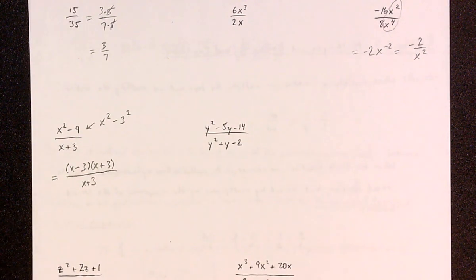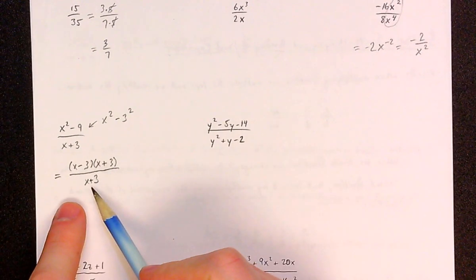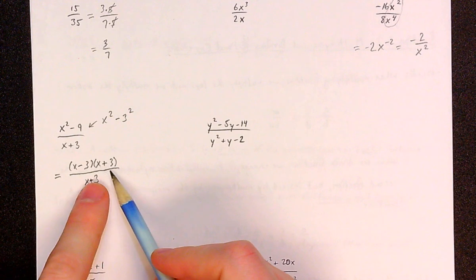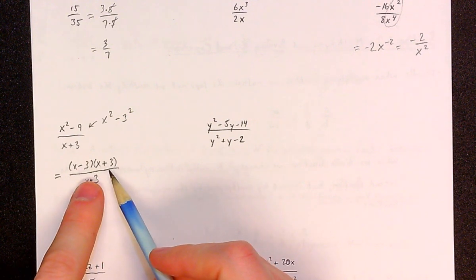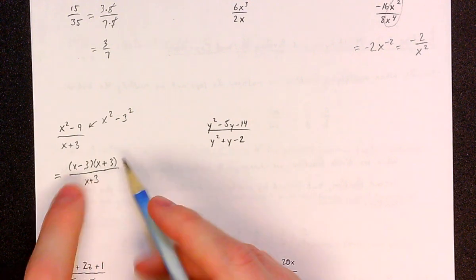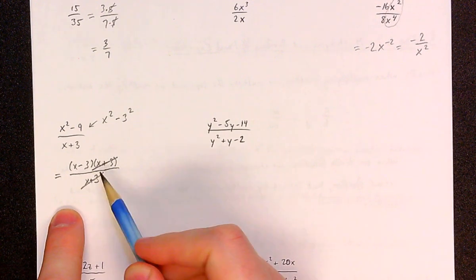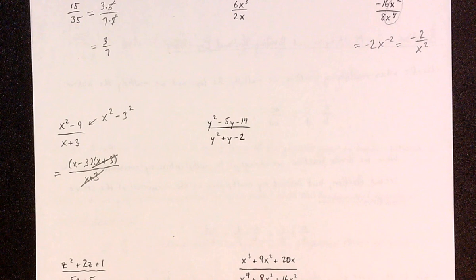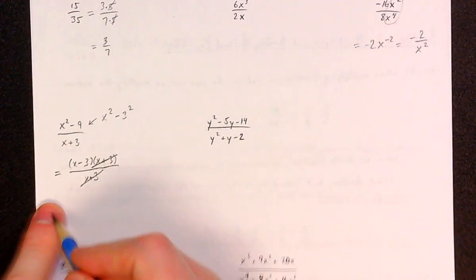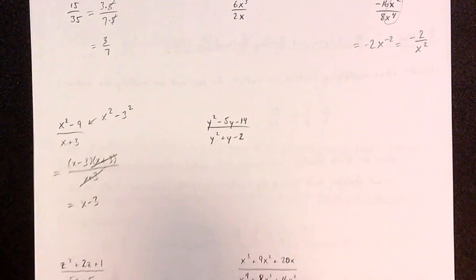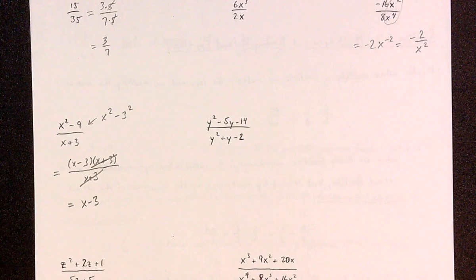Okay, well now we look. We have an x plus 3 on the bottom, clearly. We see we have a factor of x plus 3 on the top. So the x plus 3 on the top and the x plus 3 on the bottom will divide out or cancel out. So what are we left with? We're just left with the x minus 3 that we had on top. So we would just write x minus 3.